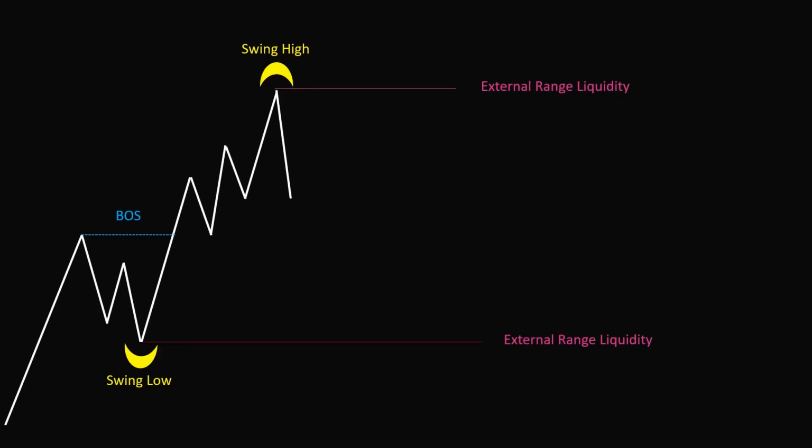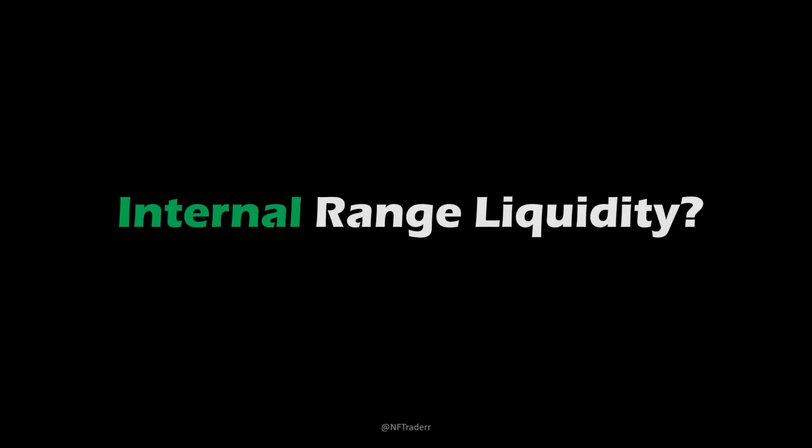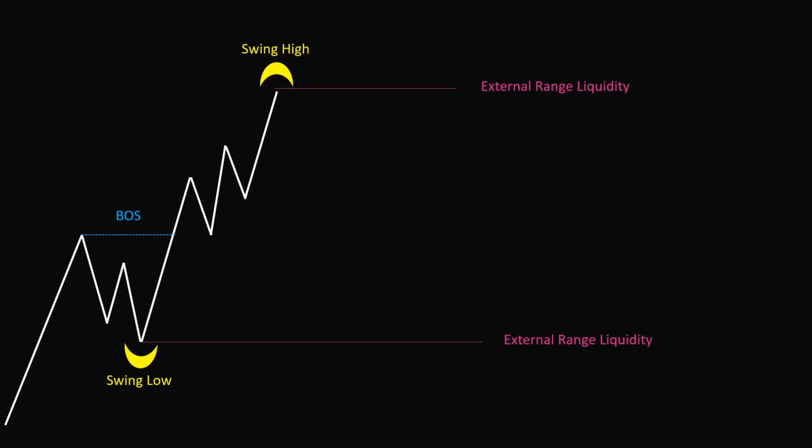Ever had price barely nick your stop at a previous low and then shoot up 100 pips? Yeah. That's not random. On the other hand, internal range liquidity forms when the market creates a valid swing high and swing low. As price enters a correction phase, it often returns to certain zones left behind by the previous move, zones that still hold liquidity.